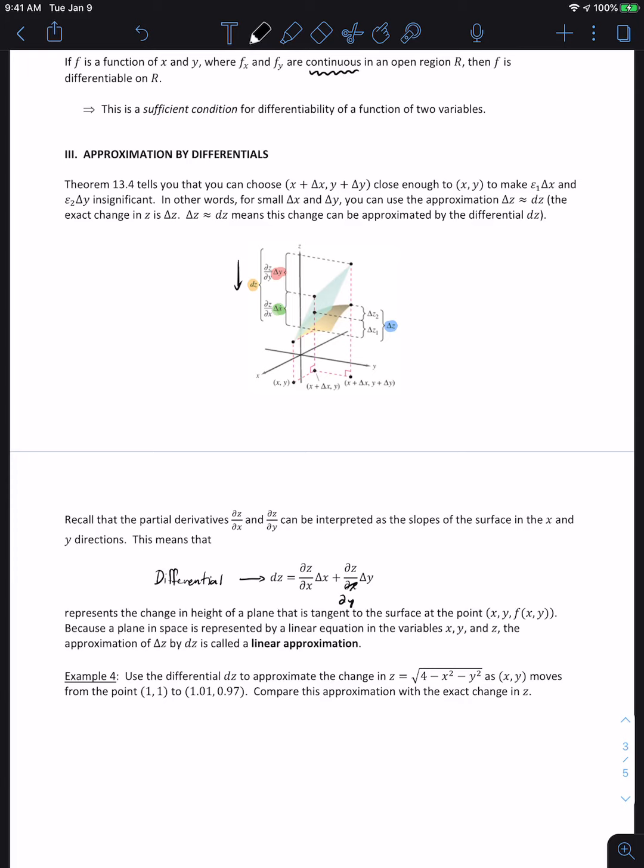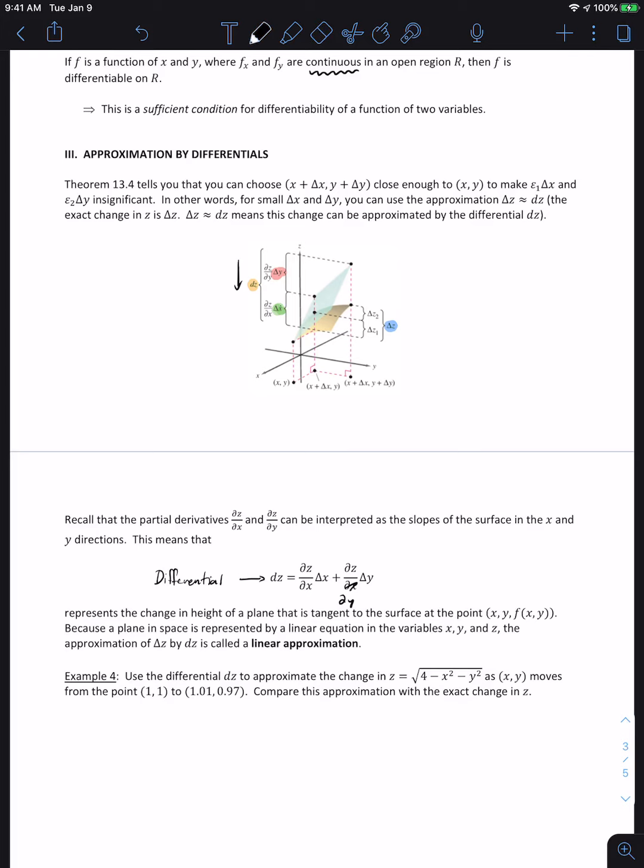Because a plane in space is represented by a linear equation in variables x, y, and z. We'd have something like 3x plus 4y plus 7z equals 1. That's an equation of a plane. Because everything is to the first power there, oftentimes we call the approximation of delta z by the differential dz a linear approximation.